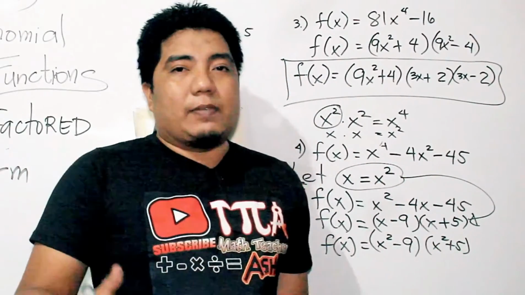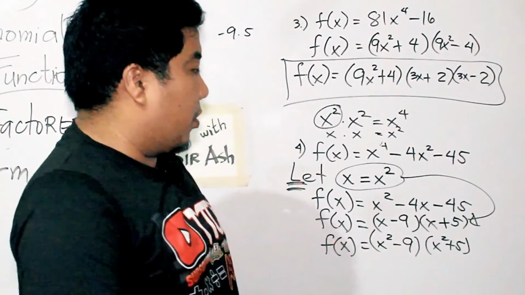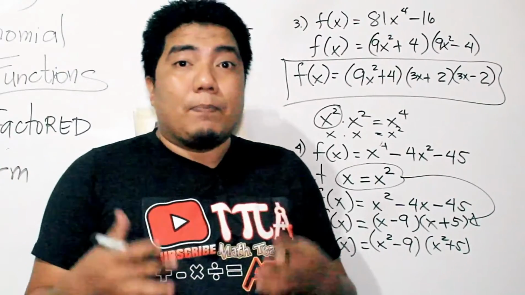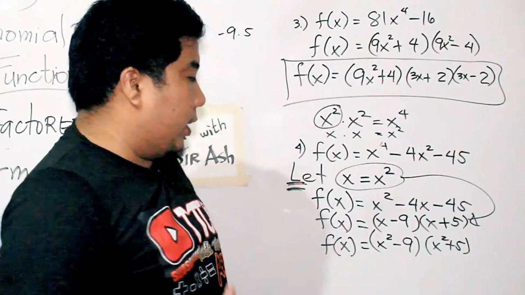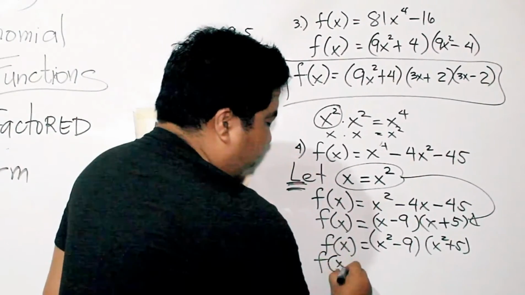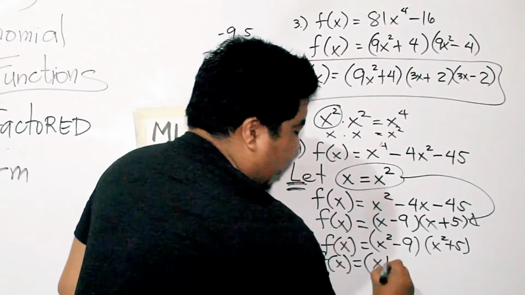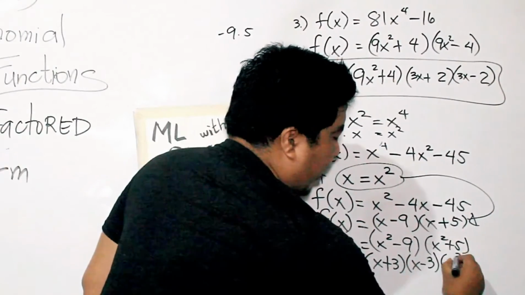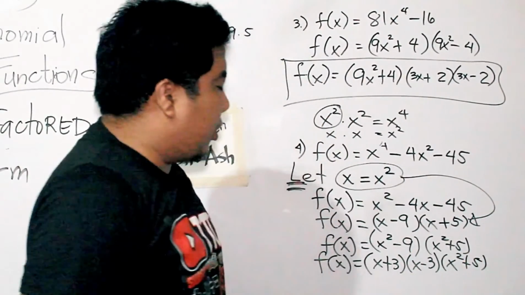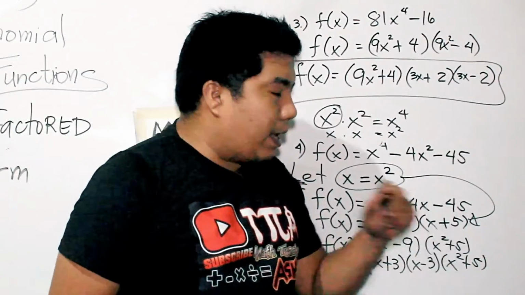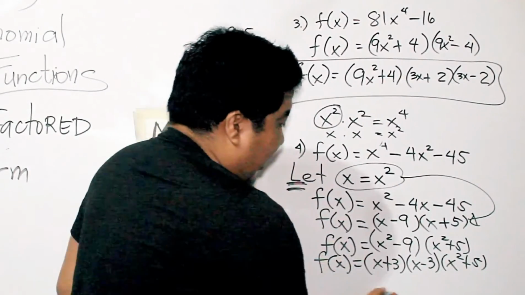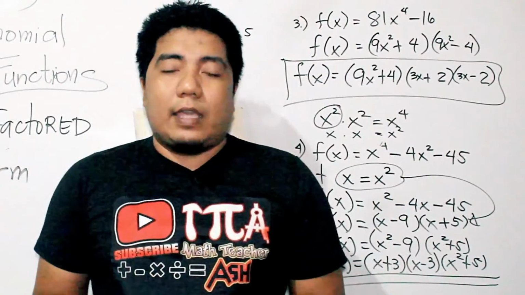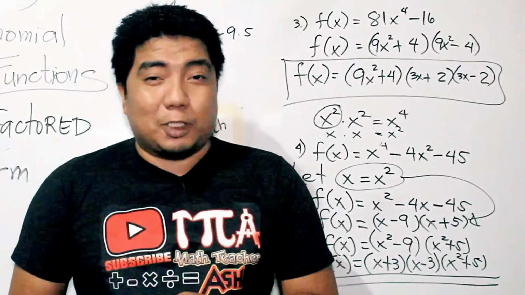As we can see, x squared plus 5 is a binomial that cannot be factored. Okay, so that is already the final answer in this part. However, x squared minus 9 is a difference of two squares. Therefore, I can still factor this out by using x plus 3 and x minus 3. So giving me three factors, x plus 3, x minus 3, and x squared plus 5. And this is the final answer for my factored form in this given polynomial function.